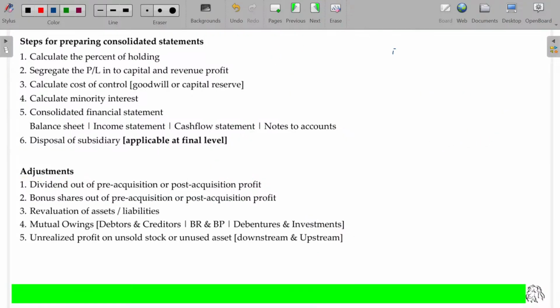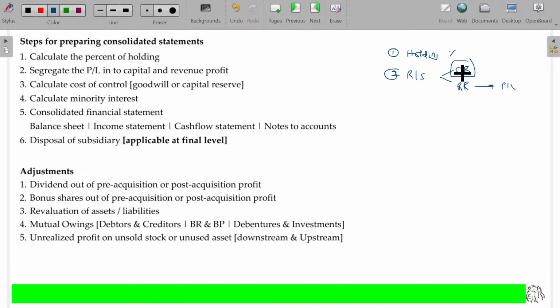So, step number 1, you have to find out the holding percentage. If the company holds 60%, the balance 40% is held by outsiders. The outsiders' holding will usually be named as minority interest. Second step, reserves and surplus will be segregated into capital profit and revenue profit, or capital receipts and revenue receipts. Revenue receipt will go to the P&L account, and capital receipt, being part of returning of your investment, will be subtracted from the investment.